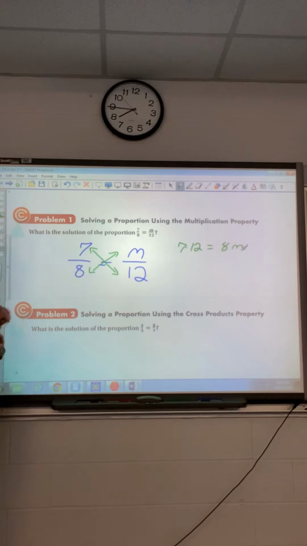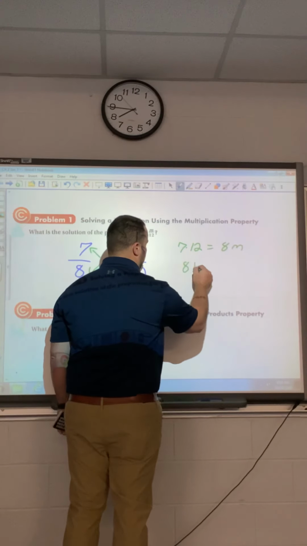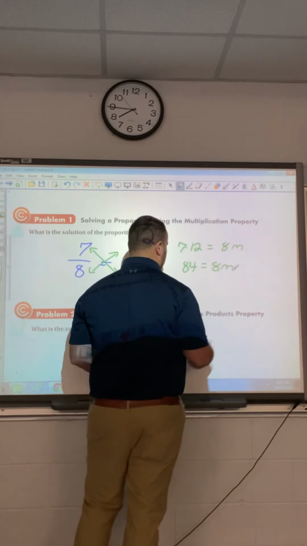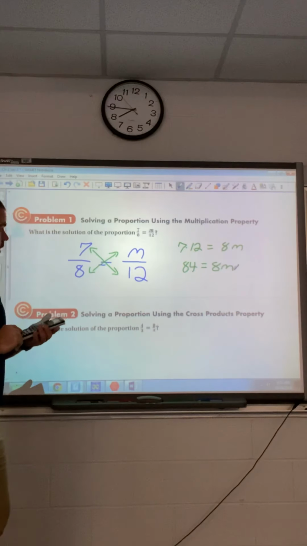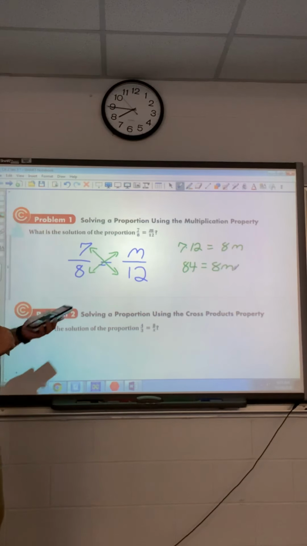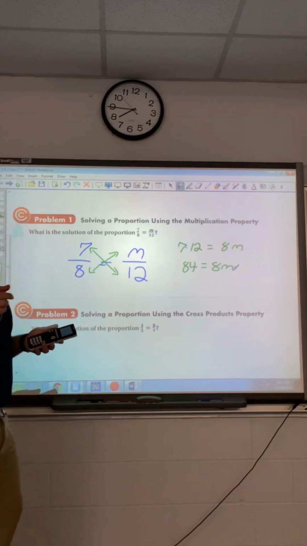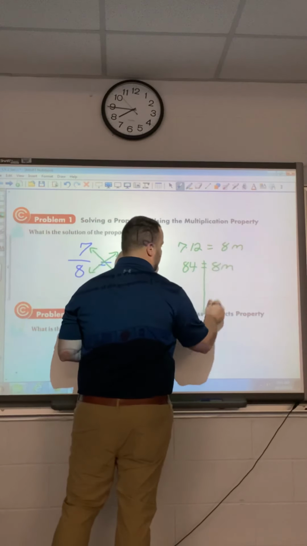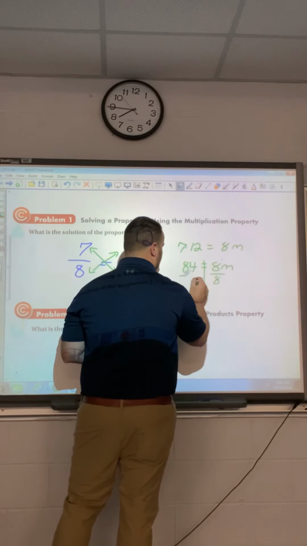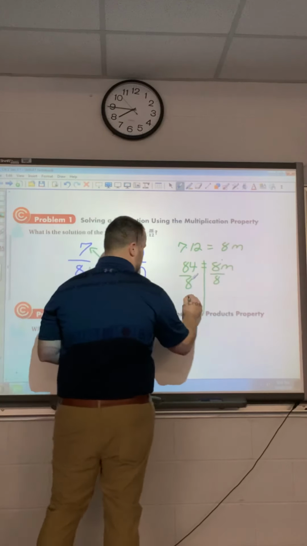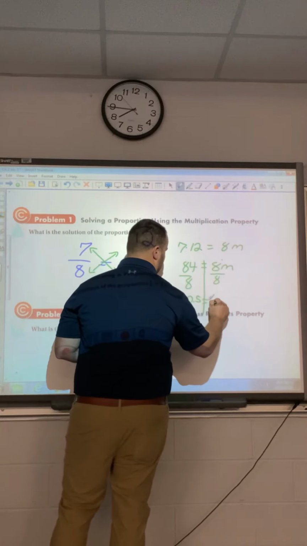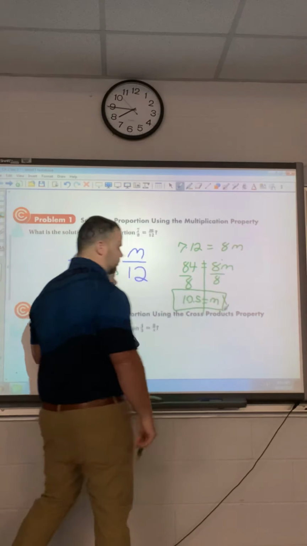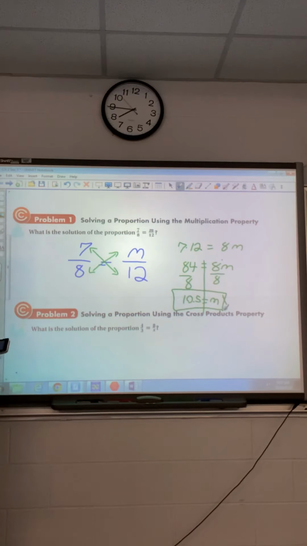So let's figure out what that is. Let's see what 7 times 12 is. Let's simplify that part first. 12 times 7 is 84. This is 84 equals 8m. How would you solve this one? Divide by 8. Right, because it's already being multiplied on this side, so I have to do the opposite. I divide by 8, divide by 8, and 10.5 equals m. Remember how to do that?